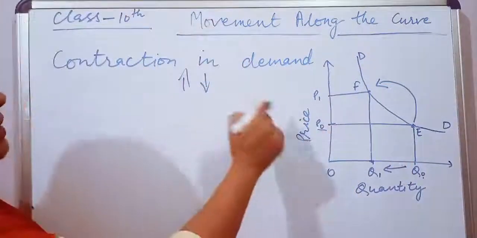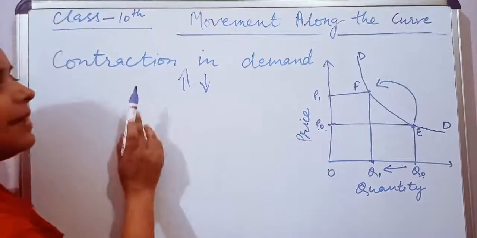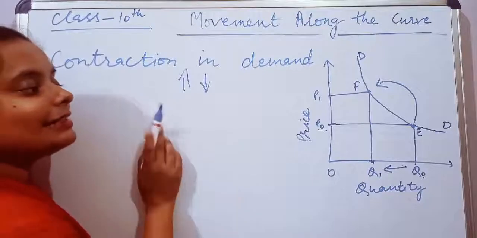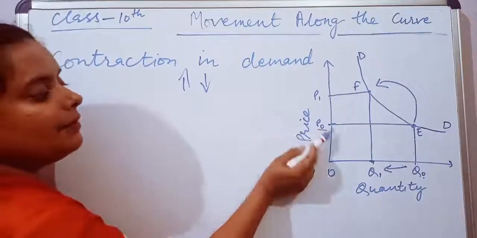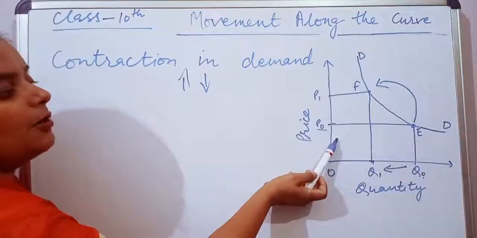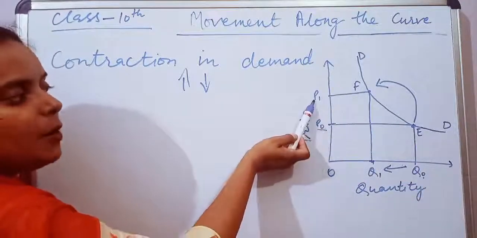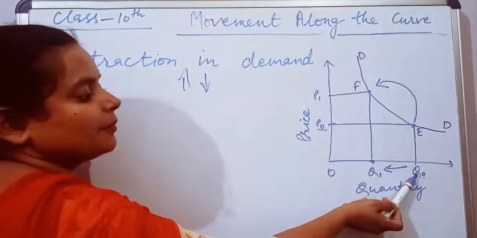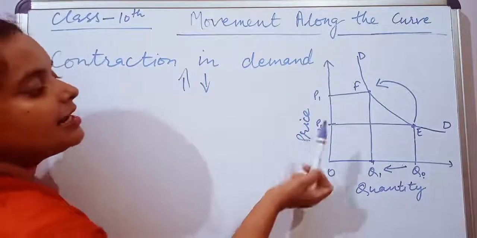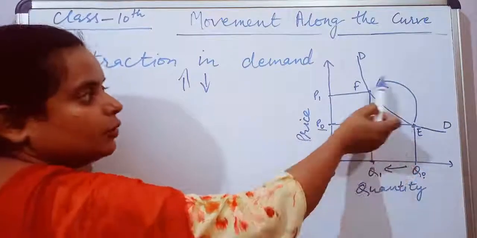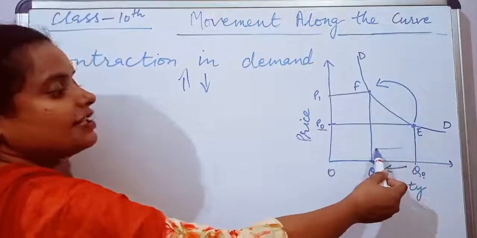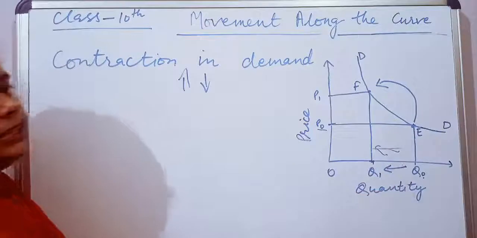Again I am repeating, when the price of a commodity increases, the demand for that commodity starts decreasing. For example, when the price is P0, quantity demanded is Q0. As the price increases from P0 to P1, the quantity demanded decreases from Q0 to Q1. It shows contraction in demand. The movement from point E to F shows contraction, meaning the consumers are decreasing their consumption.